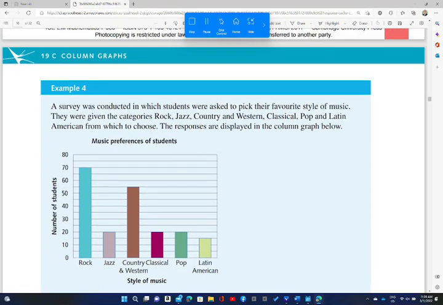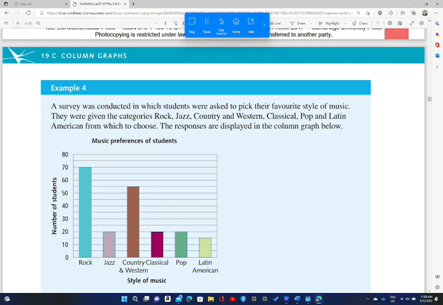So here we go. This one, they've already drawn it for you, so we're just going to be reading this. There's a survey where students were asked what kind of music they preferred. How many categories of music were in the answers? 6. See how easy it is to get information from these charts? What was the most popular music listened to? Rock. Least popular? Latin American. So do you see it's really easy to read information from these?